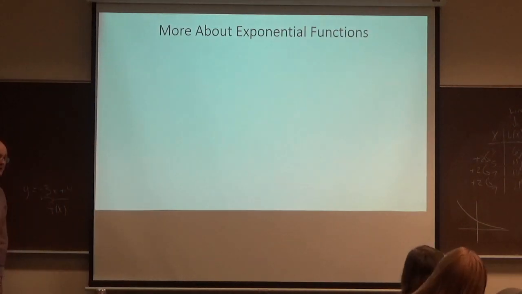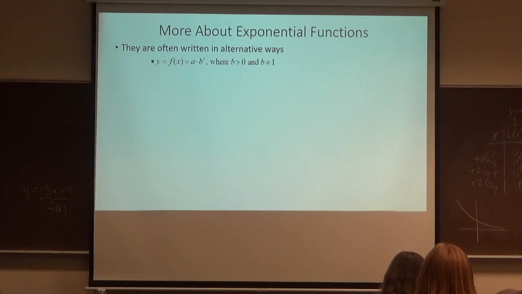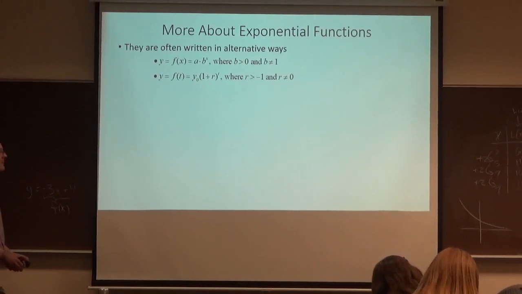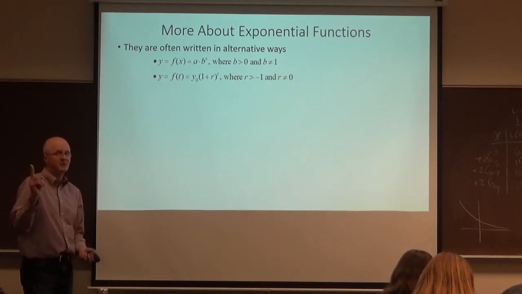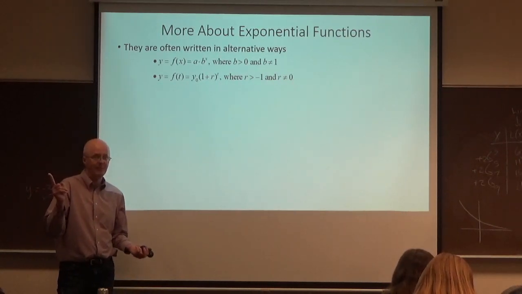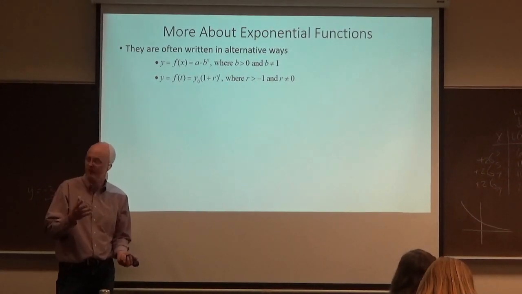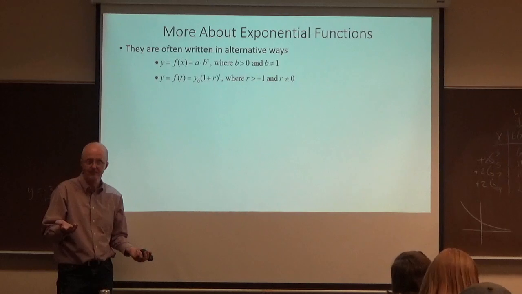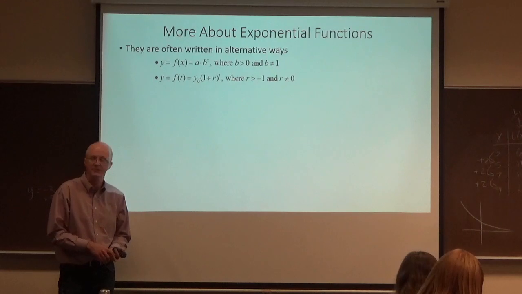More about exponential functions. Okay, this gets more complicated. We have to deal with some complicated things. They are often written in alternative ways. Here's the first way we already talked about. Here's a second one. And I purposely put a t for the independent variable. For one thing, just to realize, again, the letter doesn't matter. And for a second thing, in most commonly applications of exponential functions, the independent variable is time. And so it's most natural to use a t. Most typically, it's time.